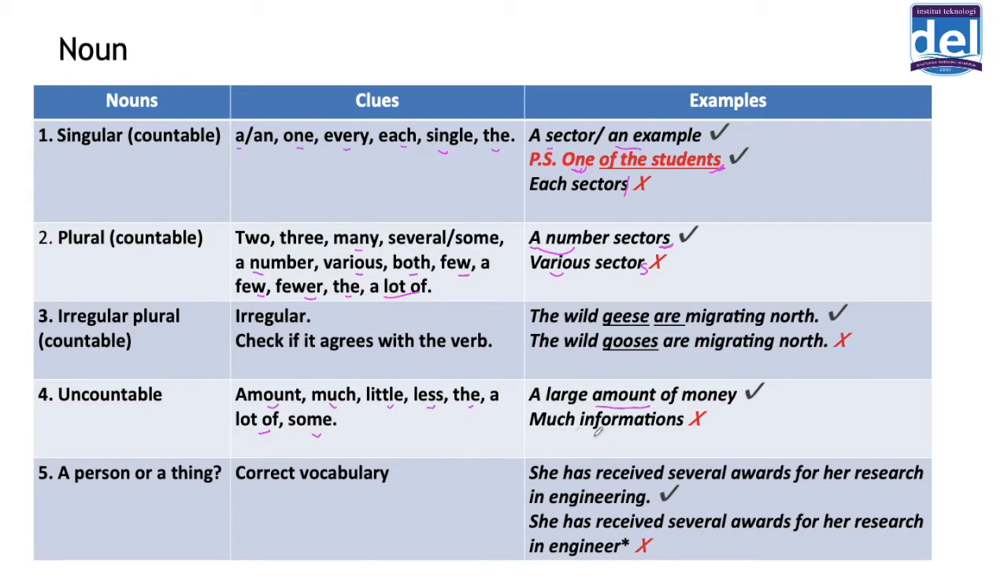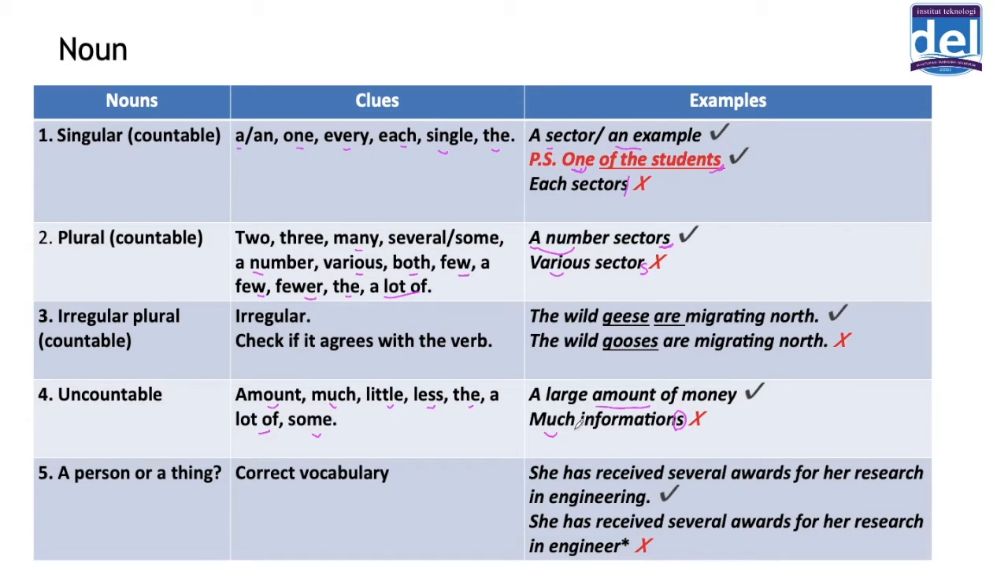Look at the next example. Much informations. Information is one example of an uncountable noun. And what is wrong with this example is the use of s. Uncountable nouns do not have plural forms, so it's supposed to be much information. You can also say little information, less information, the information, a lot of information, or some information. But you must not say many information, and information, both information. No, they are wrong.